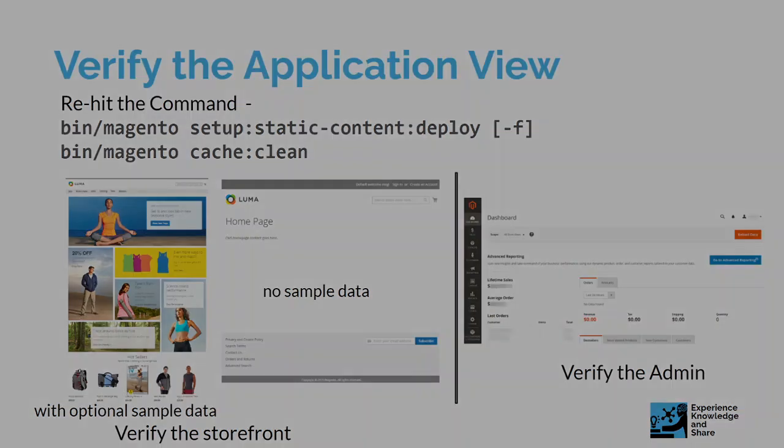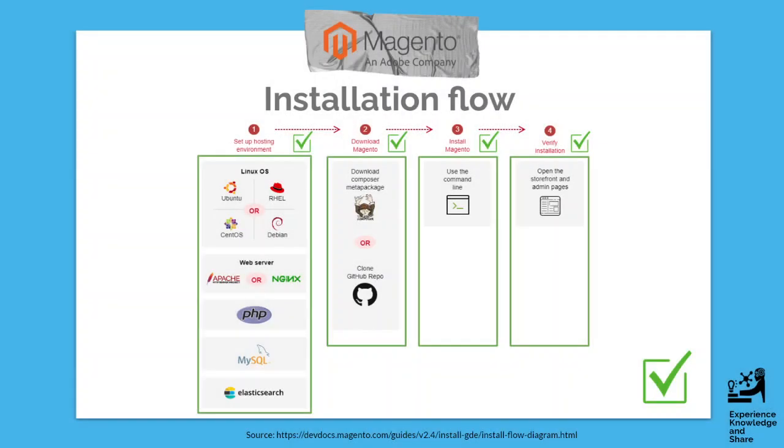So that's it, and hopefully you can be assured that your Magento installation process is done and your installation flow is verified: you did the setup, downloaded the meta package, installed Magento and verified it. So your storefront is now working as expected.